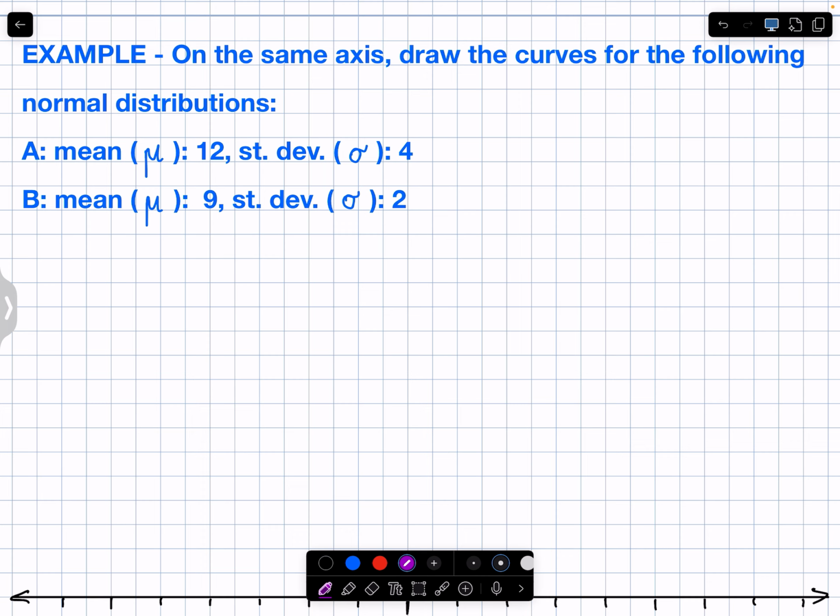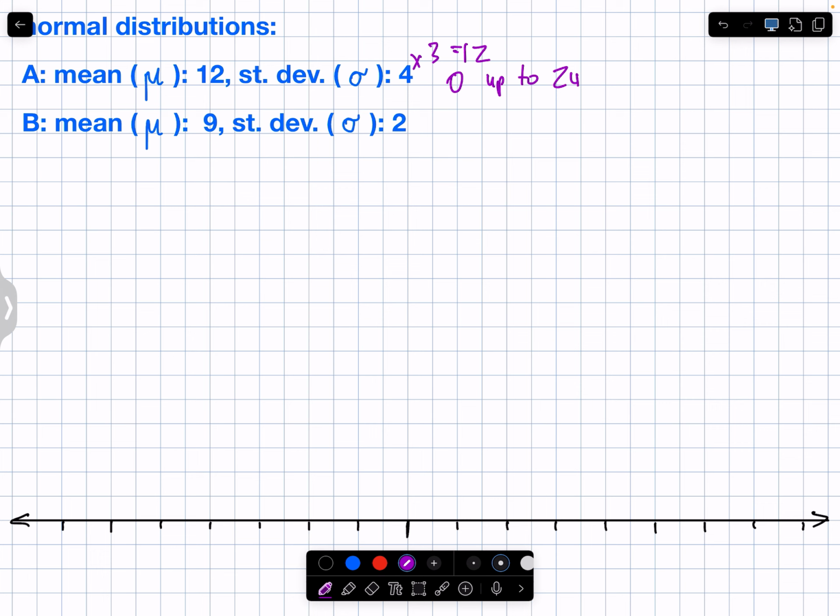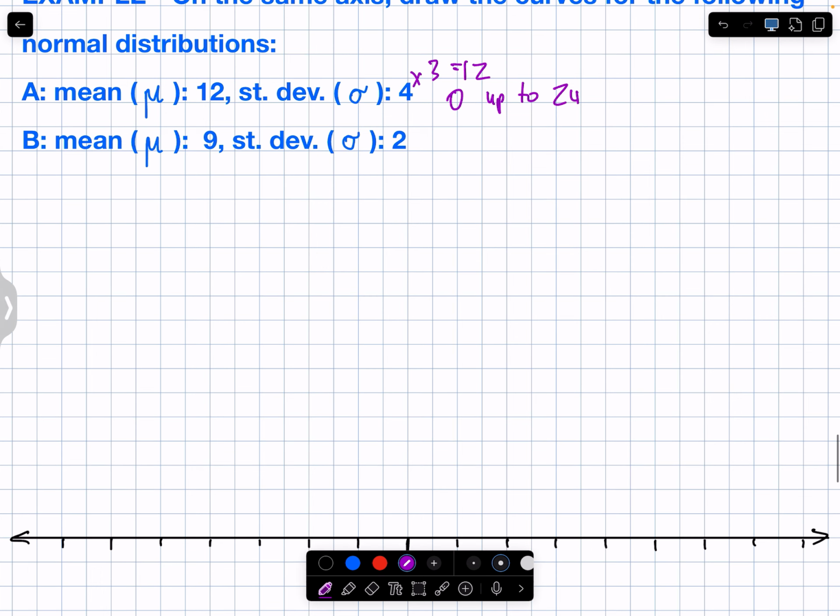So let's do some thinking. What's 3 times 4? 3 standard deviations away is going to be 12. The mean of the first one is 12, so this first curve needs to go from 0 up to... 12's in the middle, so I need to go 12 above that: 18, 24. So right now, in my head, I know the scale has to go between 0 and 24 at least. Let's do the same thing for the other one.